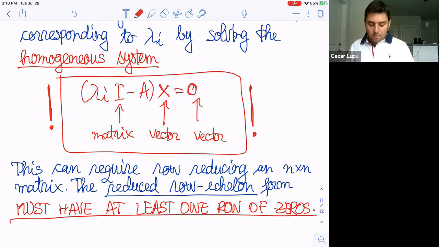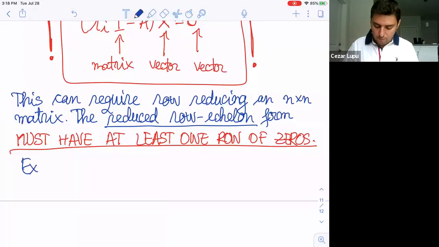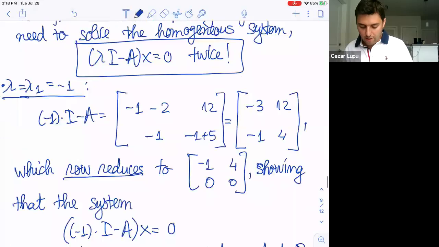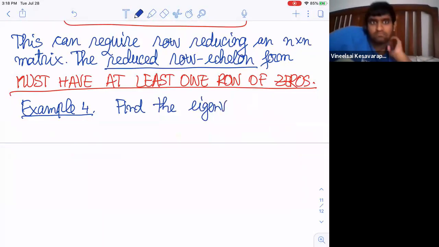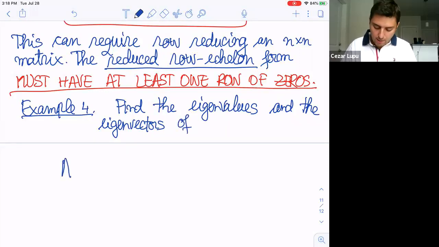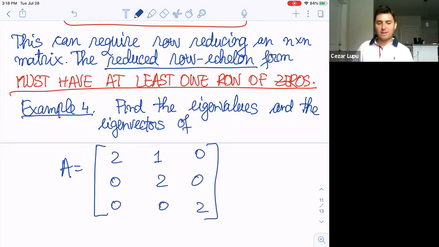Okay, guys, I think I'm going to stop. Let me give you, as homework, and probably I will continue with this next time, example number 4, I think. Example number 4: find the eigenvalues and the eigenvectors of the matrix A equals, let me take a 3 by 3 this time, 2, 1, 0, 0, 2, 0, and now 0, 0, 2. Okay, I want 2 on the main diagonal.